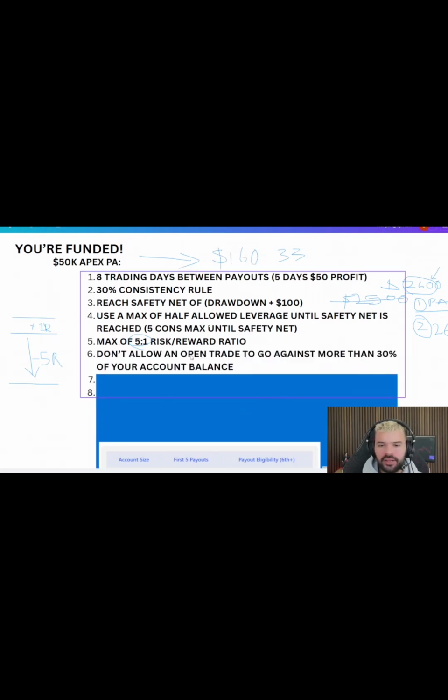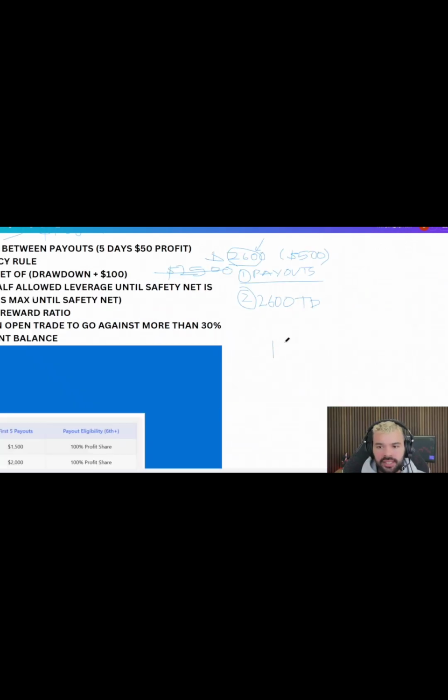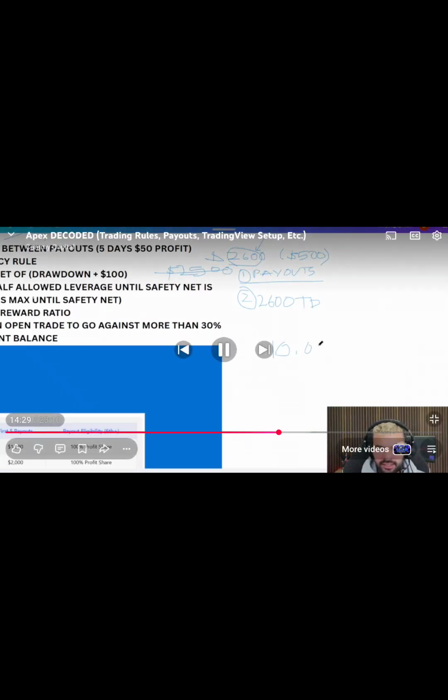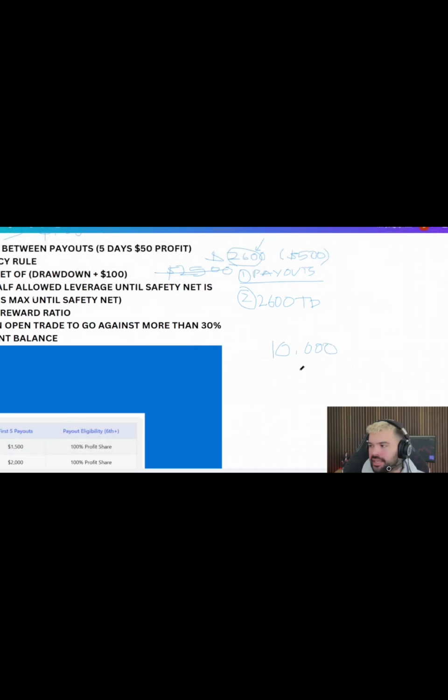The next rule here is don't allow an open trade to go against you for more than 30% of your account balance. For example, let's say you have an account balance of $10,000. All right, you've been going really good. You got 10K in your account. At any one time, you cannot allow an open trade to go against you more than $3,000, because that is 30% of your account balance on a single trade. So again, this is an easy one to combat.